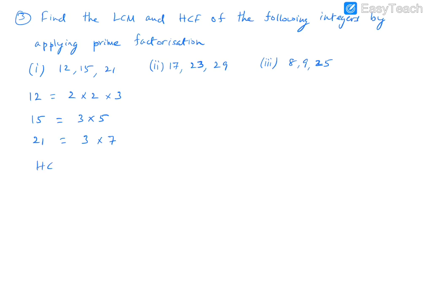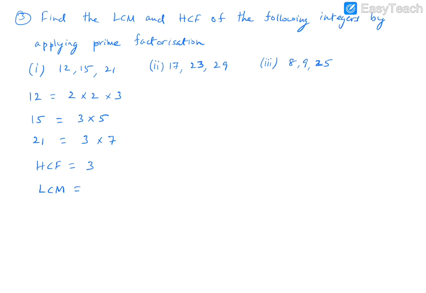So HCF is going to be the common term that is present in all the three, which is 3, so the HCF is 3. And the LCM is the product of the greatest power of the prime factors that are present in each of them. So the prime factors involved in these three representations are 2, 3, 5, and 7. So we have to take the greatest power of 2, the greatest power of 3, the greatest power of 5, and the greatest power of 7.